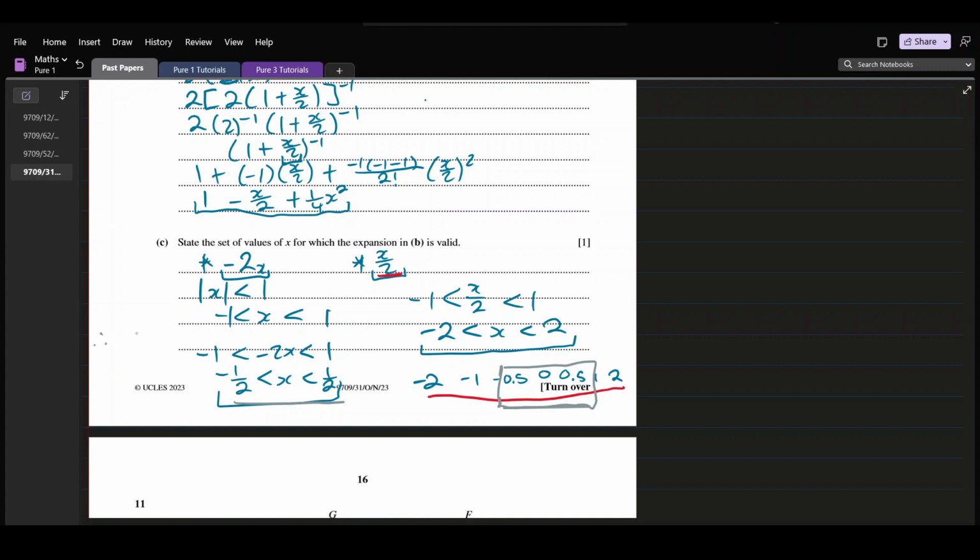So we can therefore say that our answer is x is between negative half and half, which we can write as the modulus of x is less than half. And that's our final answer.